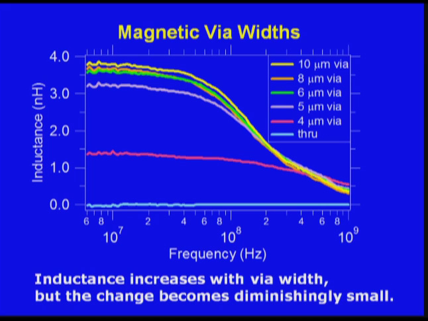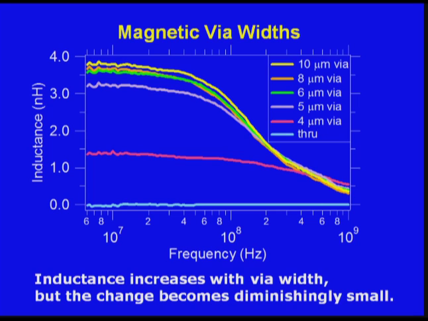If you have a magnetic via that's on the order of 4 microns, the inductance is way down here. As you increase that magnetic via, it quickly jumps up, and then it eventually saturates. So that flux is wrapping around from the top to the bottom layer, and the wider that via is, the better. But at some point, it doesn't really get much better.